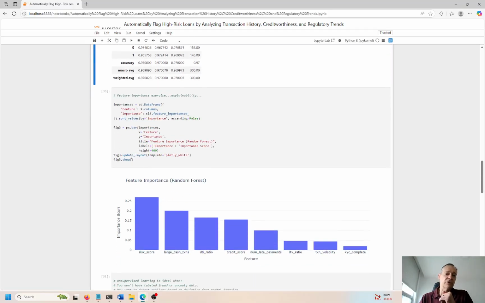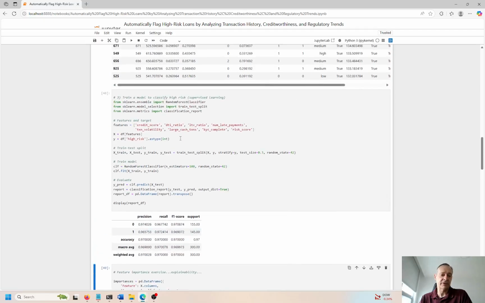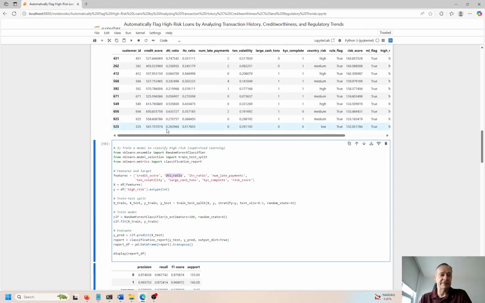But we want to look at the feature importance, and this basically is the explainability of the model. So what has the most impact when I set the target variable? If I say, okay, this is high risk. This is what high risk looks like. This is the definition of high risk. How do I determine what features are going to impact the high risk? Is it going to be the credit score? Is it going to be the DTI ratio? This is the debt to income ratio.